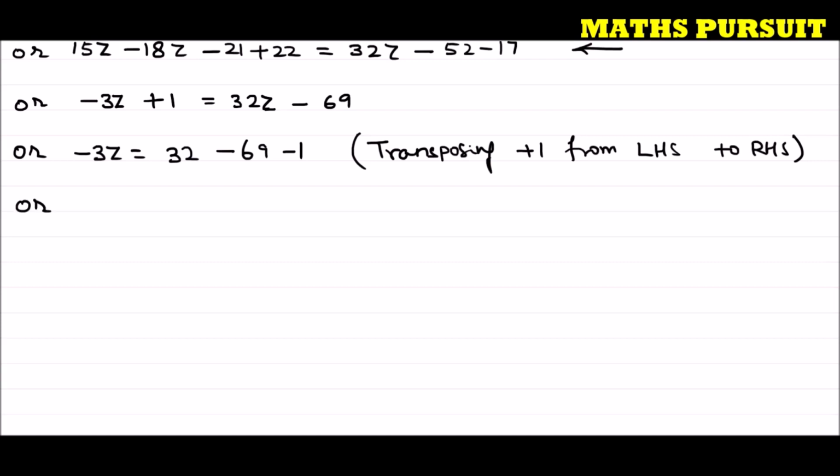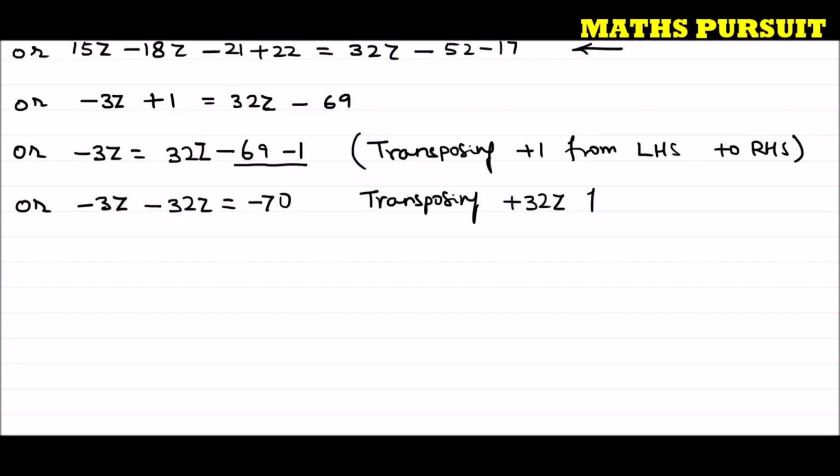Or I can write minus 3z is equal to 32z minus 69 minus 1. Or I can write minus 3z minus 32z is equal to minus 70. How minus 70? Minus 69 minus 1 is minus 70. So this is what I did here. And I moved, or transposed, plus 32z from the right hand side to the left hand side.